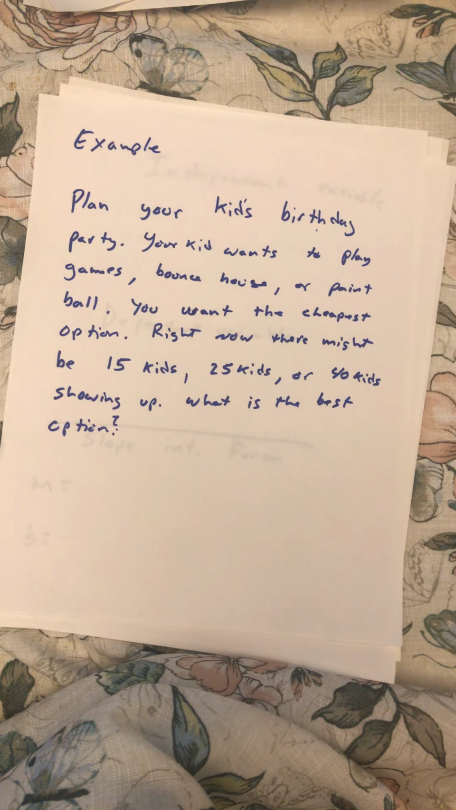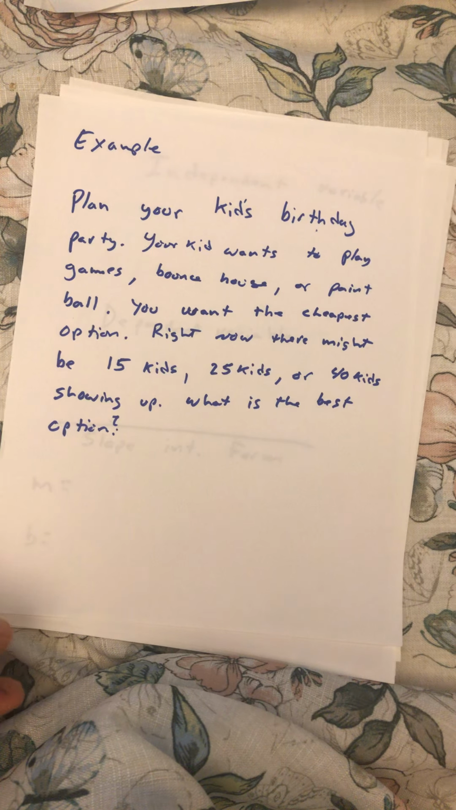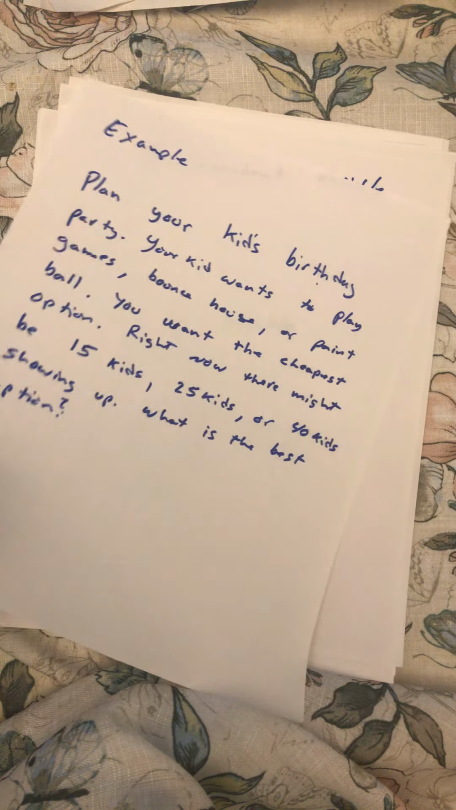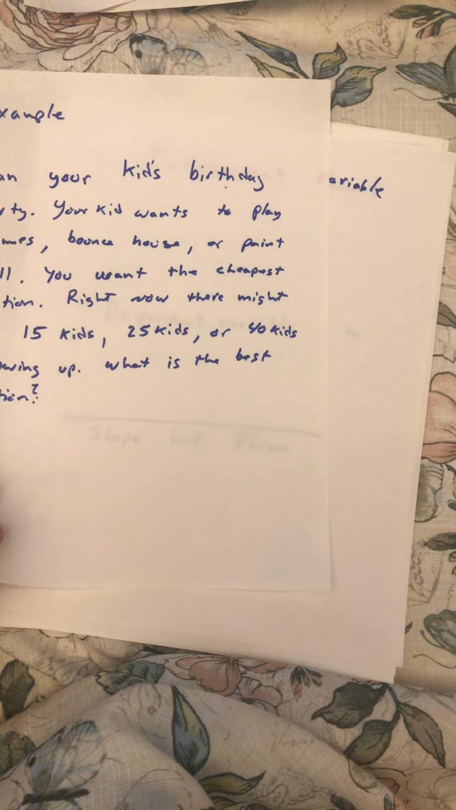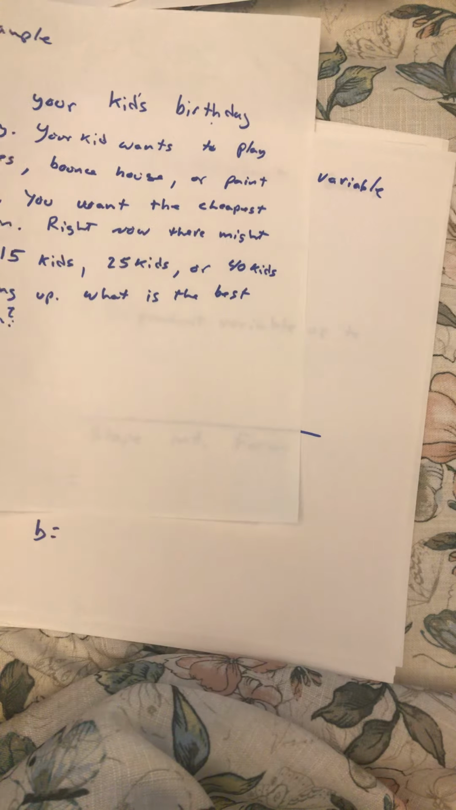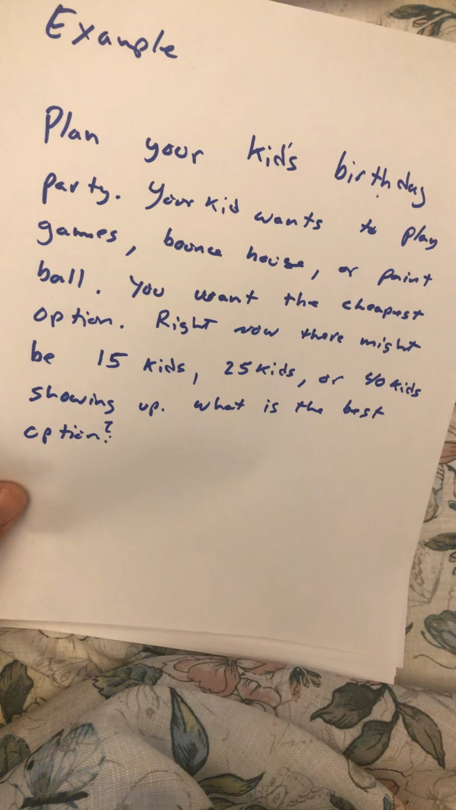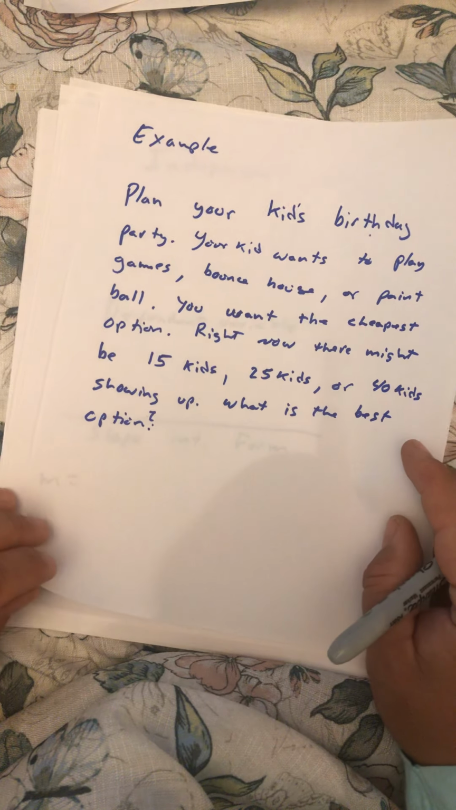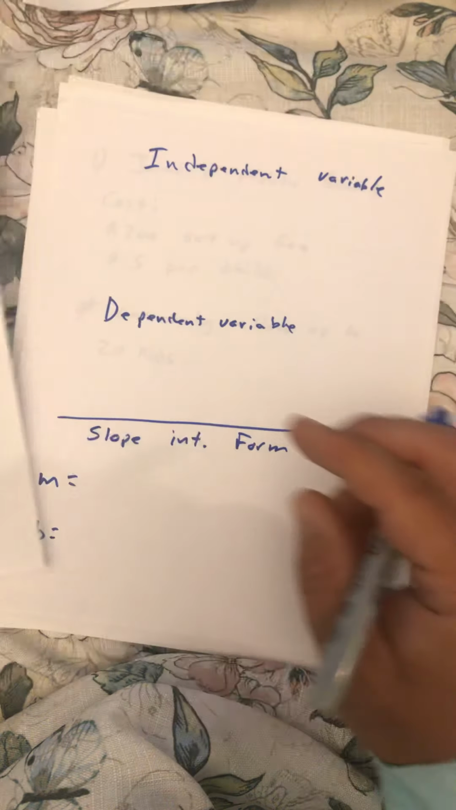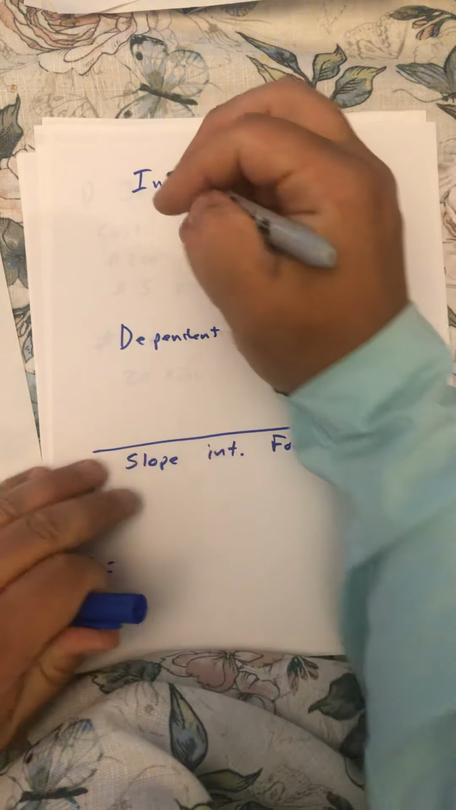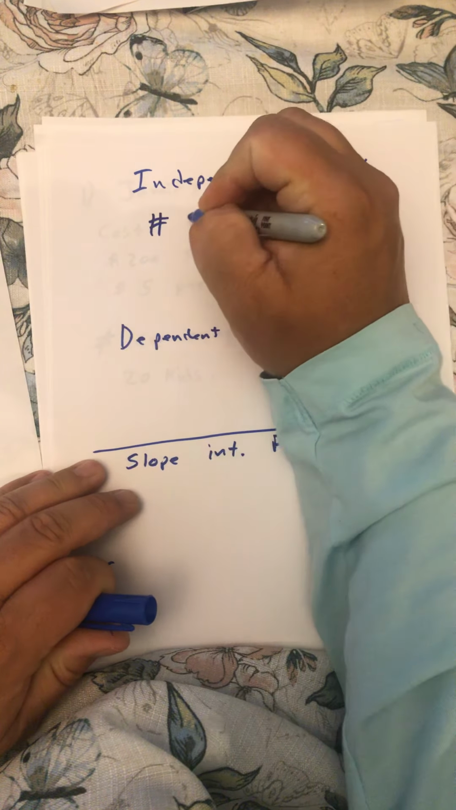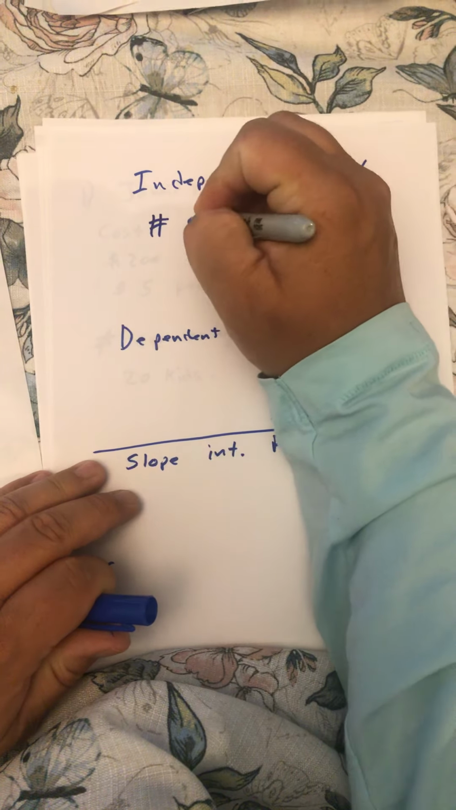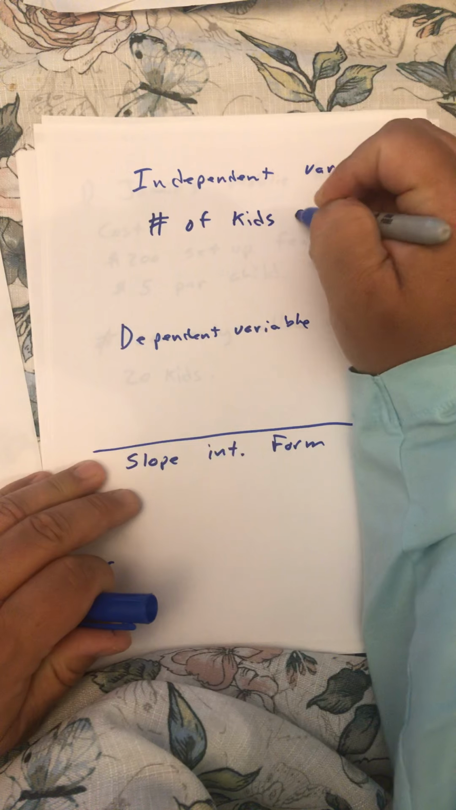So we did some research and we found that there are 3 different places for each individual one. So first of all, let's talk about the independent variable. What is going to be our independent variable? Well, we have to know what's going on in each situation here. The independent variable is going to be the number of kids showing up, right? Number of kids showing up.